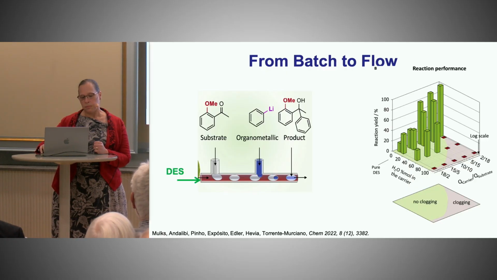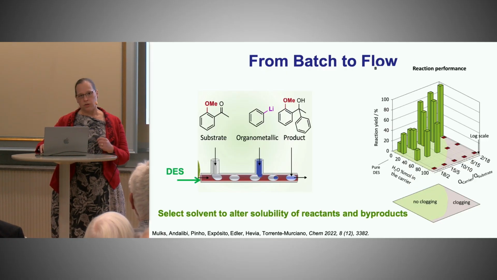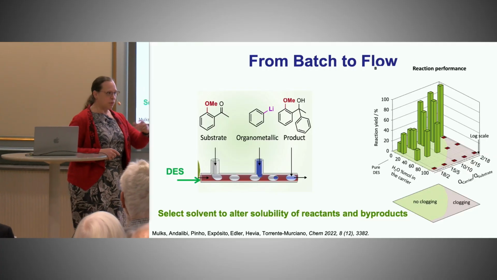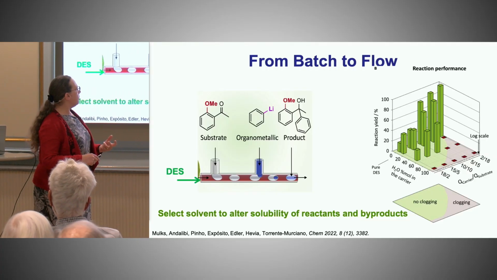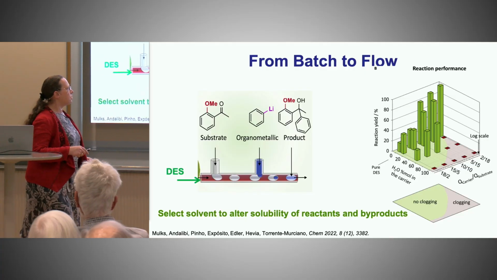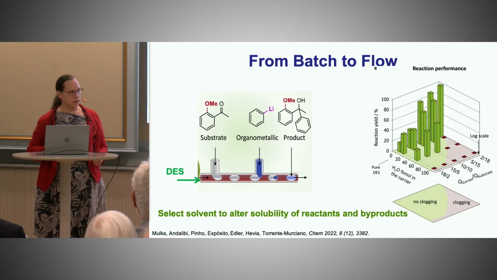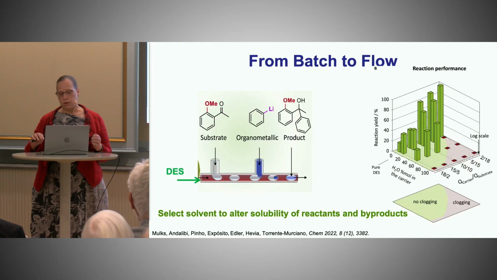And so this was nice because not only were we able to show that we could select the solvent to be slightly poorly soluble for what we want to react to make it go to the interface and react better, but we also got a solvent which now dissolves the byproducts, which means in flow that we could get no clogging of these tubes because it dissolves all the byproducts.